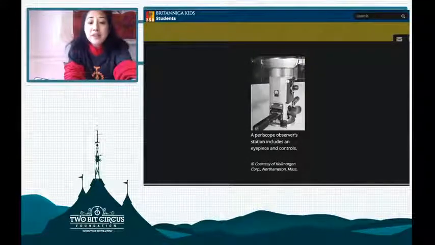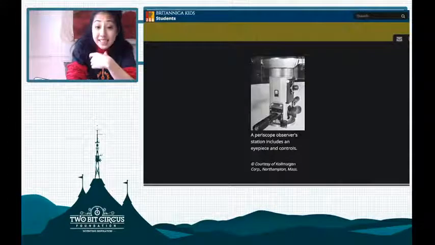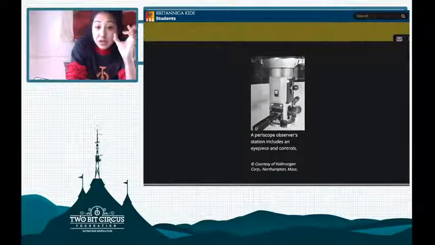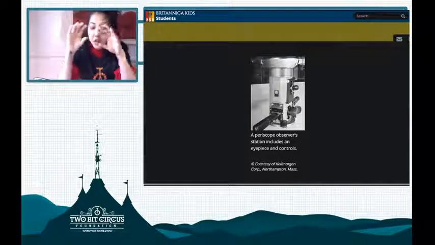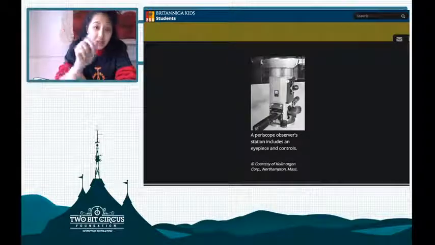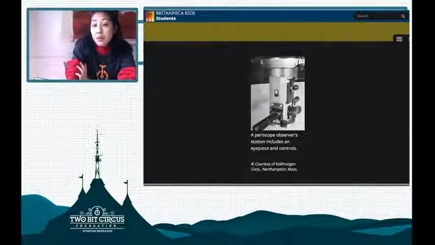And this image of the periscope that you see right in front of you is a periscope observer station that includes an eyepiece and its controls. You can see the eyepiece is that large black tube that's sticking out of the bottom. And then you can see the controls on the side, which is what the operator would use to make sure they could see clearly, because you have to adjust not only for clarity of the image, but then maybe also the distance. Maybe you need your periscope a little higher, a little lower, and so on.